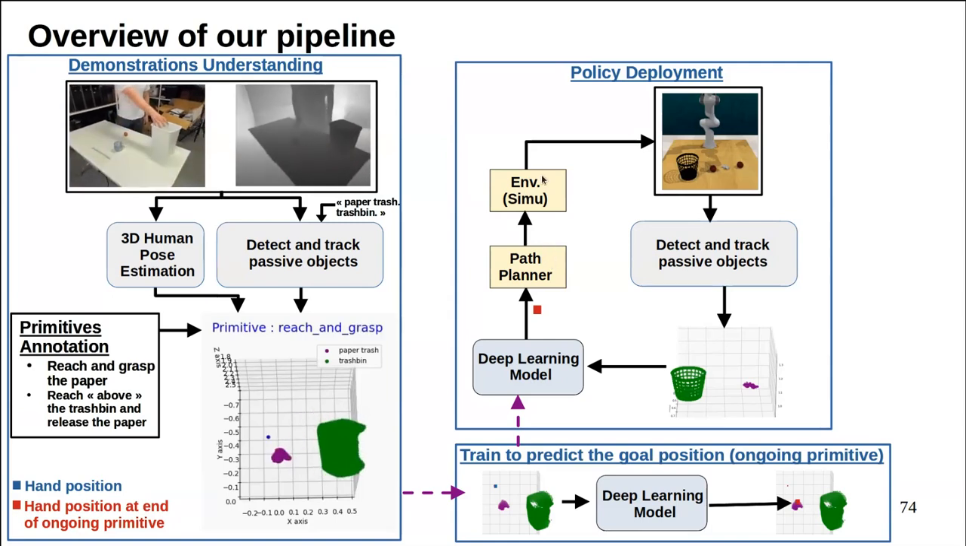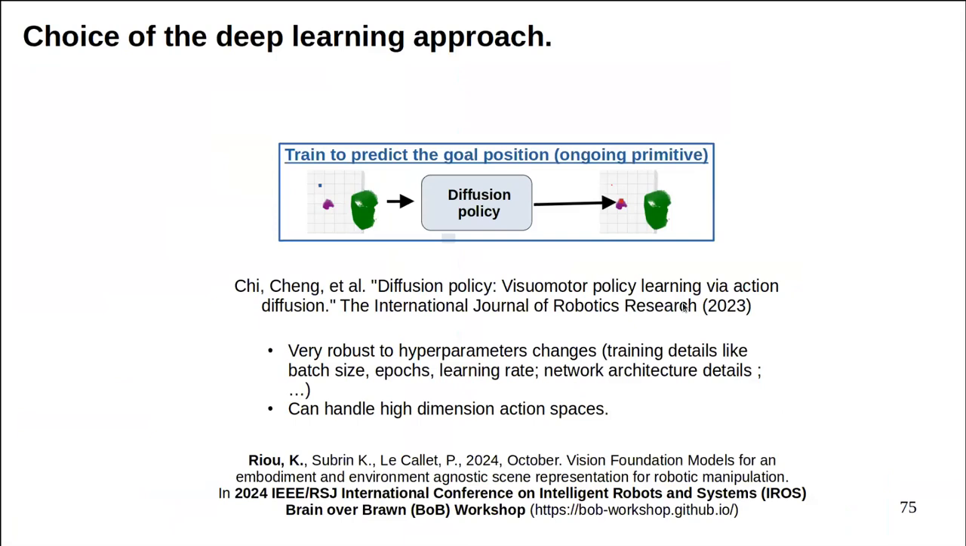Then we can execute this in the simulation, and we will get a new observation of the scene, from which we can again extract a representation, send it to the deep learning policy, and so on until the task is executed. In our case, we chose to use a diffusion policy, especially because it's very robust to hyperparameter changes. It mostly means that we can use this policy without hyperparameter tuning on our use case. And it can also handle high dimensional action spaces, which can be interesting if we want to later extend our work to more complex action spaces.